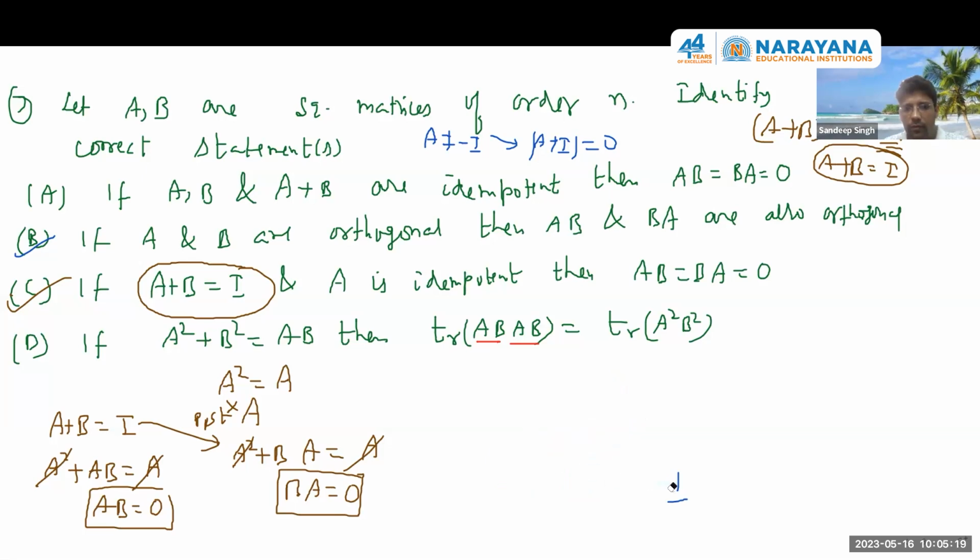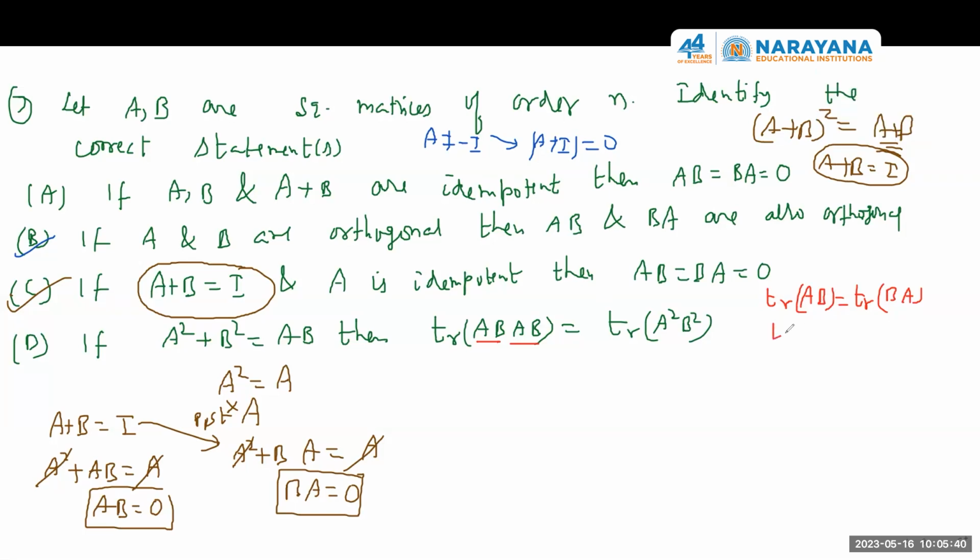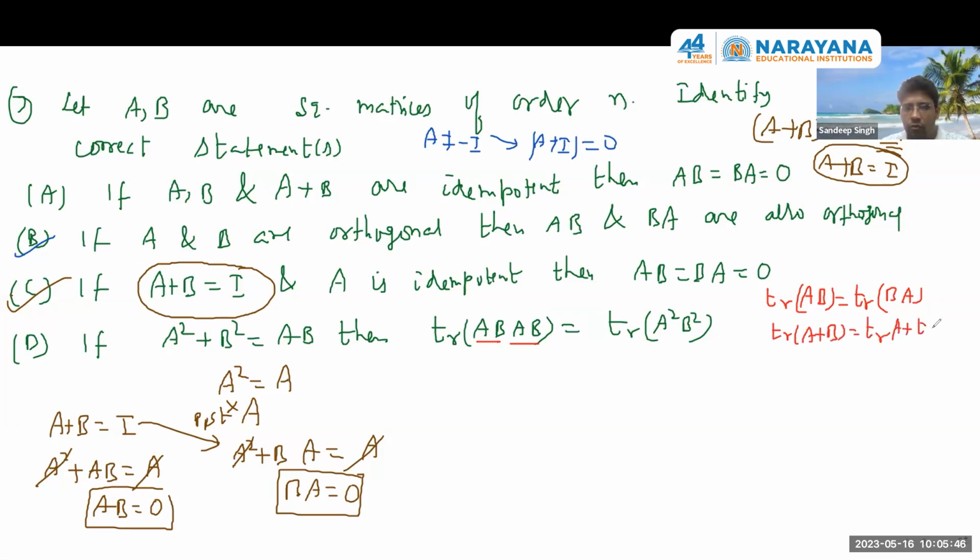Let me explain this. Trace of, see, what are the properties of trace? Trace of AB is also trace of BA if A and B are square matrices. All of you know this? Interchanging does not change the sum of diagonal entries. And trace of A plus B is trace of A plus trace of B. So basically we are going to apply these two properties.